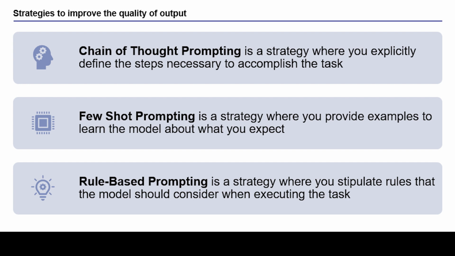Another approach is what we call few-shot prompting, and that simply means that in your prompt, you will already give examples of the input and the output you want to get. And so you actually teach ChatGPT by giving examples of what kind of output you expect. And finally, you can also do rule-based prompting, which means that in your prompt, you will stipulate a number of rules that ChatGPT should obey when executing the task. So if you add these three elements to your prompt, typically the quality of the output will further increase.